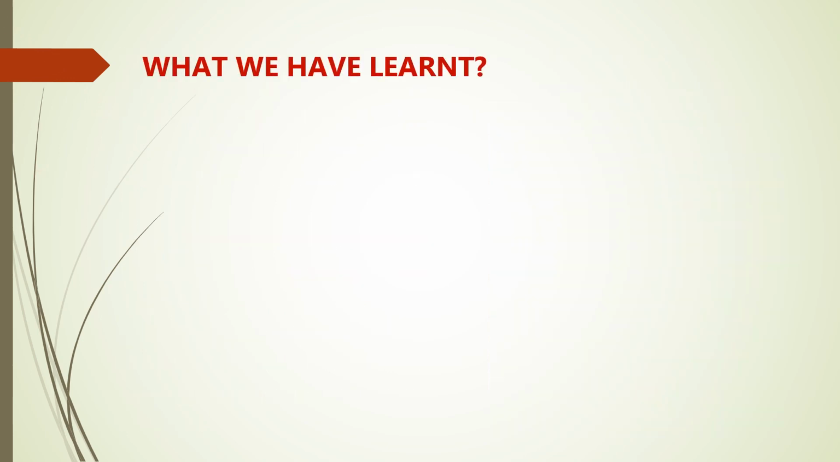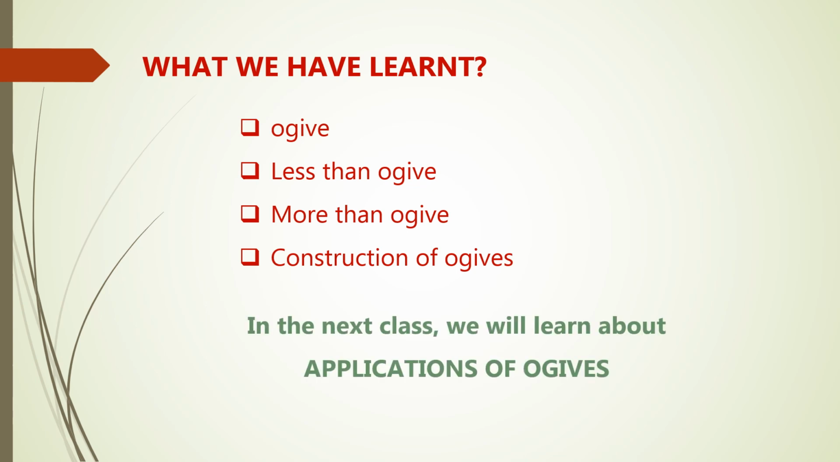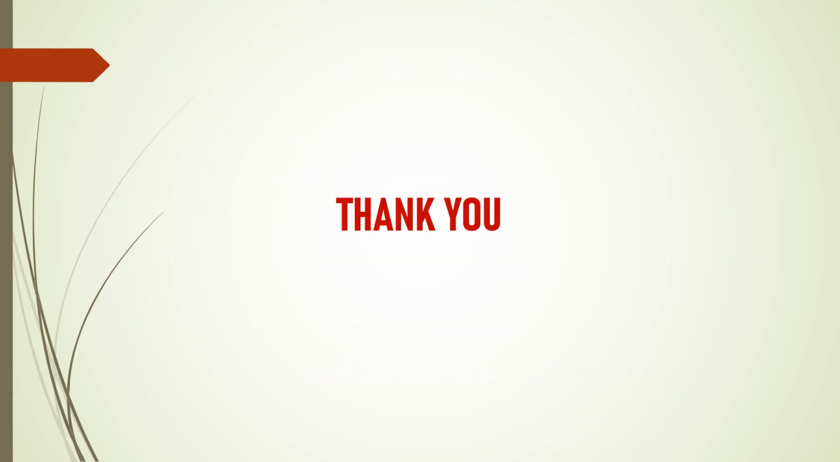Therefore, in this class, what have we learned? We have learned what is meant by an ogive, which is nothing but the graphical representation of a cumulative frequency distribution. We learned about the different types of ogives, namely the less than ogive and the more than ogive. We learned the steps to follow in the construction of either the less than ogive, the more than ogive, or both on the same graph. In the next class, we will learn about applications of ogives. Thank you.